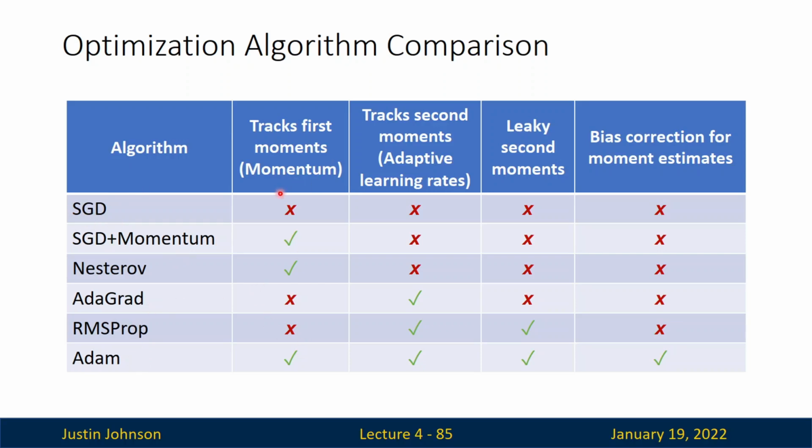So what's the difference? If you want to use momentum, here you have the gradient plus momentum and Nesterov and Adam. And if you want to adjust the step length according to your gradient, then this is the second momentum or adaptive learning rate. Then you have AdaGrad or RMSProp. If you want to use a leaky second momentum, then you have RMSProp. And Adam, the optimizer, includes all of those properties. So that's the reason why many researchers prefer Adam as their first choice.